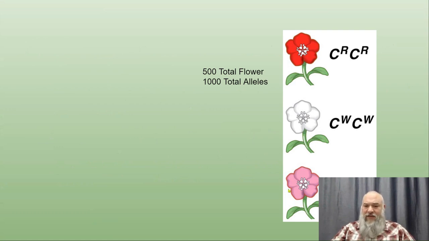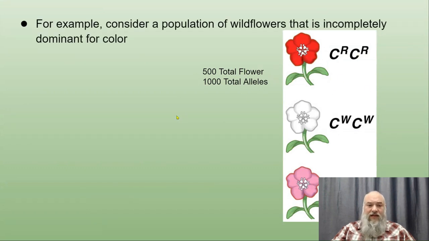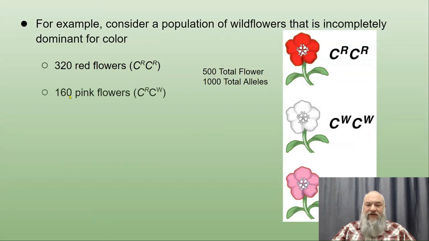So let's say we've got a population of flowers that looks like this. These are the genetics available in the flower. We've got 500 total flowers in the area, which means we have a total of 1,000 alleles, because each of these flowers has 2 alleles for that color gene. All right, so let's say we have 320 red flowers, so this would be their genotype. We have 160 of the pink ones down here, that's their genotype, and 20 of the white flowers with this genotype. That's just the distribution we happen to have in this population.